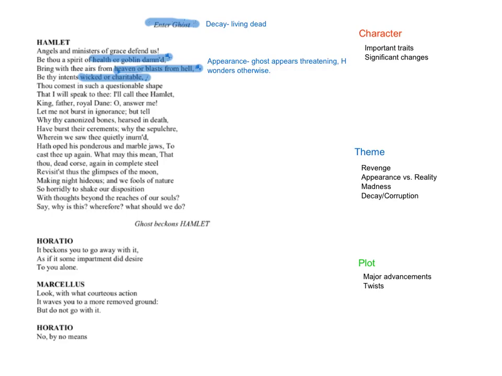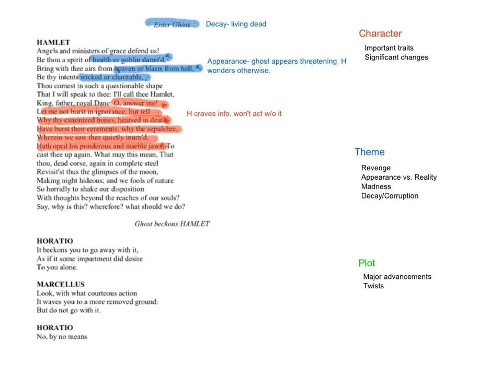Now I'm going to use my red highlighter here to highlight some information about character. Here we see Hamlet demanding answers. He doesn't want to act until he has all of the right information.